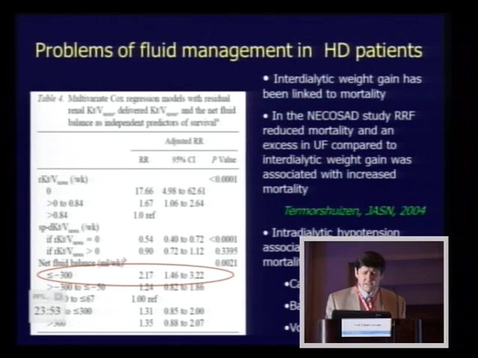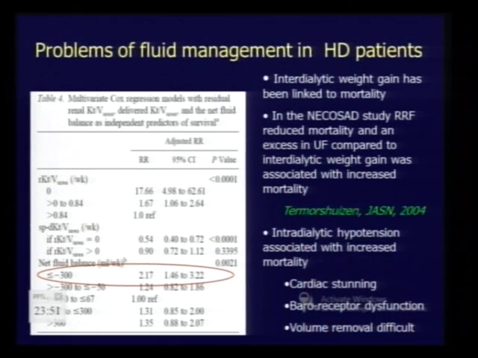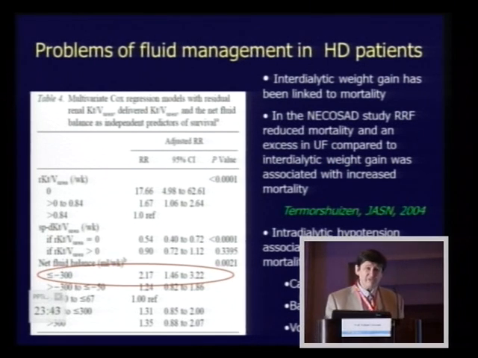And again, something similar was observed in the NECOSAD study, which demonstrated, first of all, that residual renal function was more important. They also found this relationship between interdialytic weight gain and mortality. And in this particular study, in addition to the fact that residual renal function was important, they also found that patients who were getting an excess ultrafiltration compared to that interdialytic weight gain had an increased mortality.